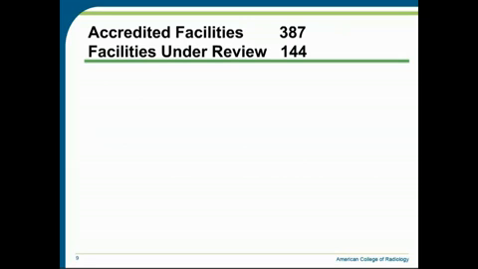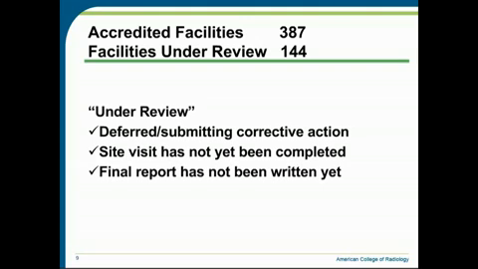As of November 12th, these were our numbers. We have currently accredited 387 facilities and 144 under review. So what does it mean for facilities under review? Either they've been deferred or they're submitting their corrective action plan. Site visit has not been scheduled yet, or the final report hasn't been written yet.